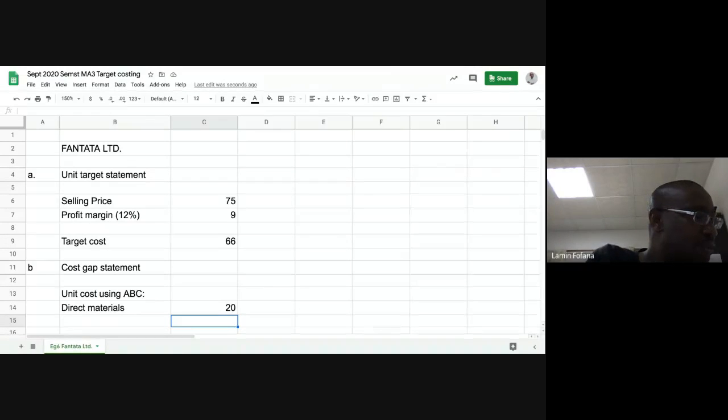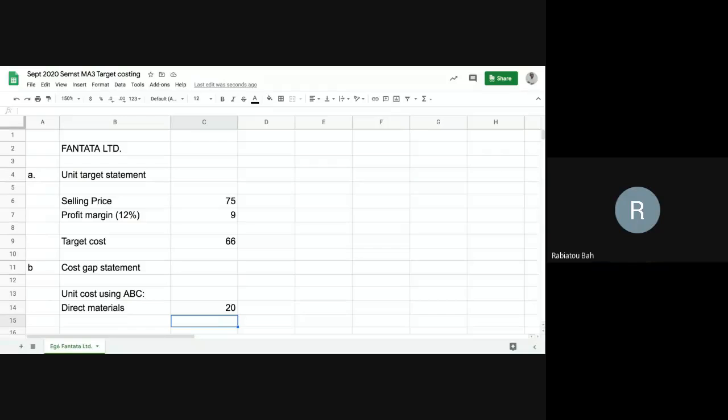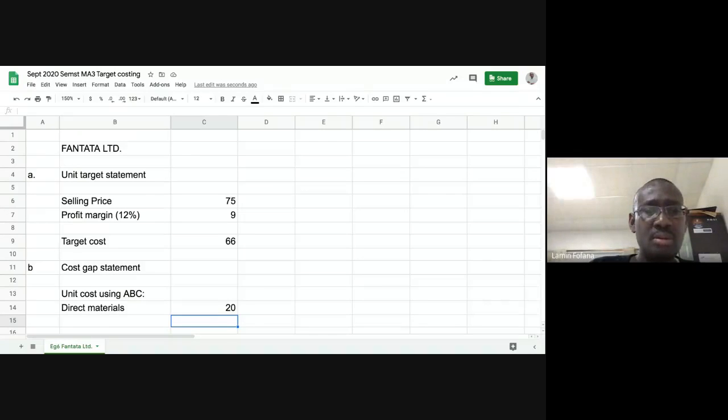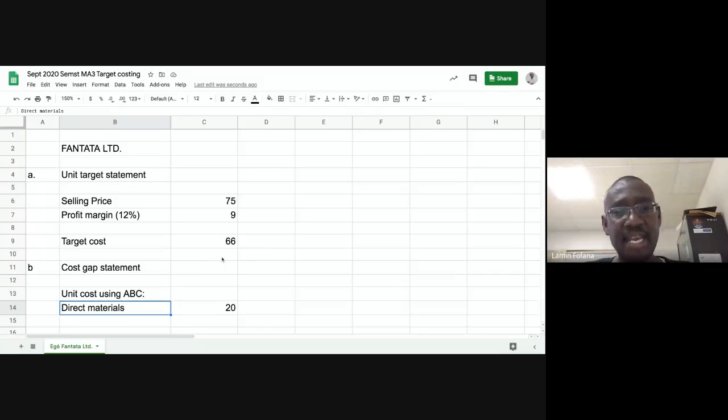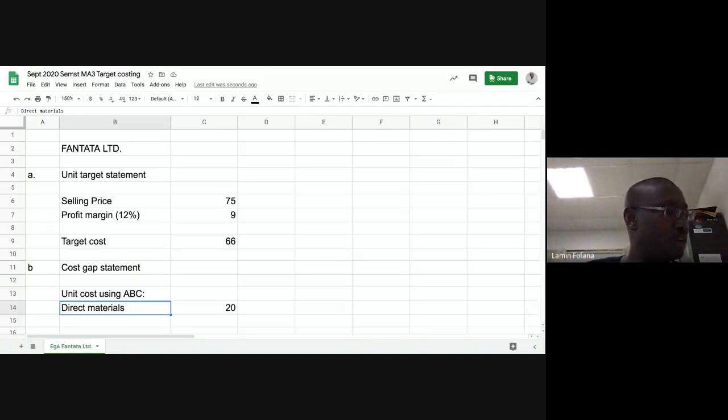Next is what? Have we been given any direct labor here? No direct labor. Mr. Fofana, can we make use of the currency and also indicate whether they are in thousands or not? The currency is pounds, and these are unit costs, so they cannot be in thousands, if I get you right. Okay, so the direct material unit cost is 20. We are not given any direct labor costs.